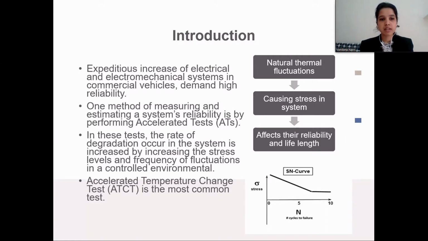So nowadays, there is a drastic increase in the number of electrical units and electromechanical units in the commercial vehicle. And when it comes to commercial vehicles, the demand for reliability is quite high. One method of measuring the reliability of a system is by performing accelerated tests on a specific component. The key principle of the accelerated test is to increase the rate of degradation by increasing the stress levels and the frequency of the fluctuation in a controlled manner.